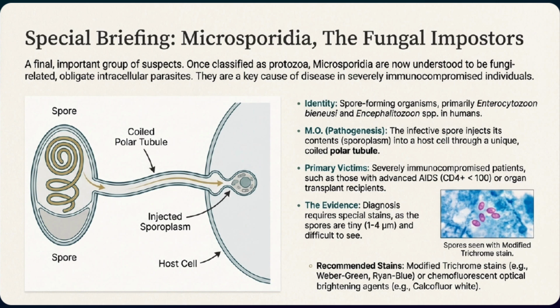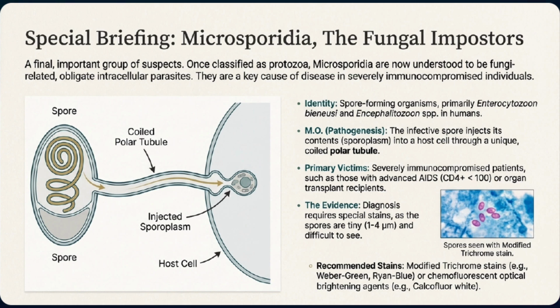The microsporidia are a bit of an odd one out. They used to be classified with the parasites I just talked about, but now they're really more related to fungal pathogens. And it's a really important group of suspects as well. They are obligate intracellular parasites, so these are the only eukaryotic GI pathogens that are intracellular. One common organism is Enterocytozoon bieneusi, and there are a couple of other species as well.